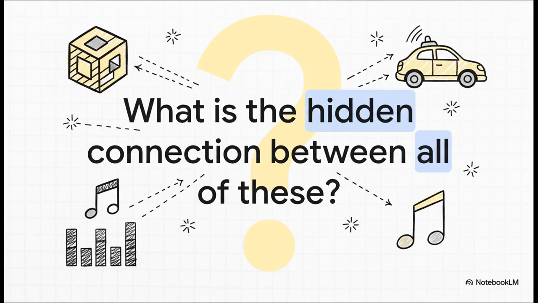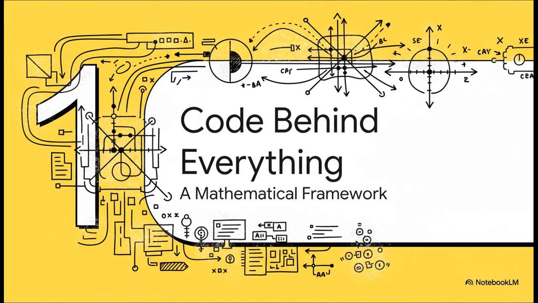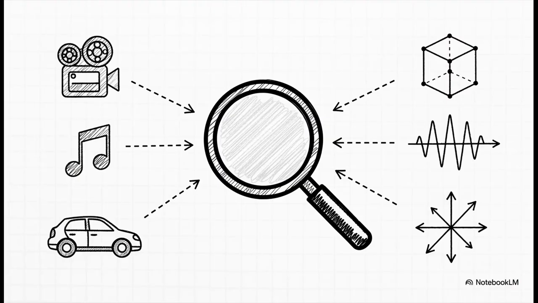Okay, so CGI, music recommendations, self-driving cars, they all seem completely unrelated, right? Well, what if I told you there's one single, fundamental concept that connects them all? Like a master key that unlocks all this incredible technology. The answer, well, it goes deeper than just programming or lines of code. It's actually a mathematical framework that gives structure to all kinds of information. It is truly the code behind, well, everything. And that answer is vector spaces.